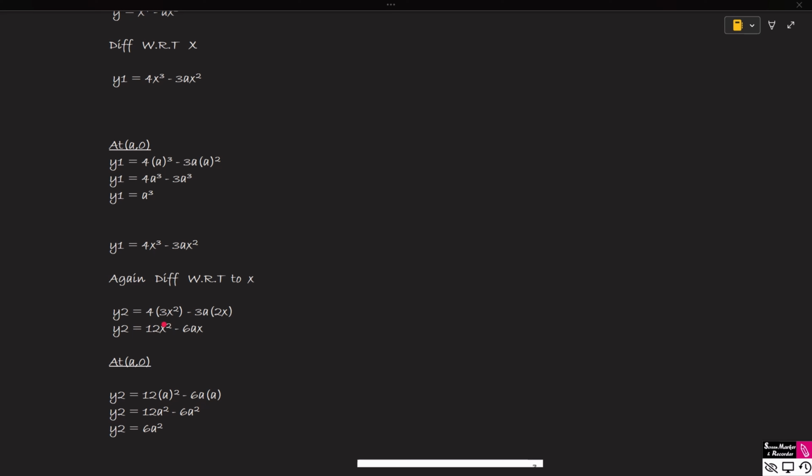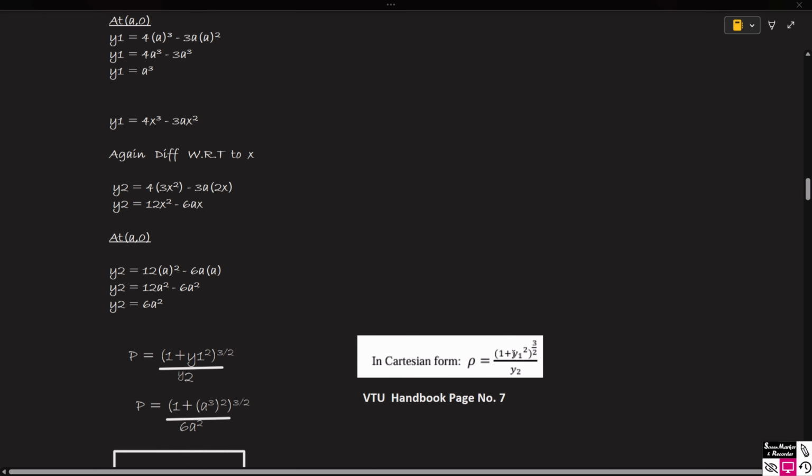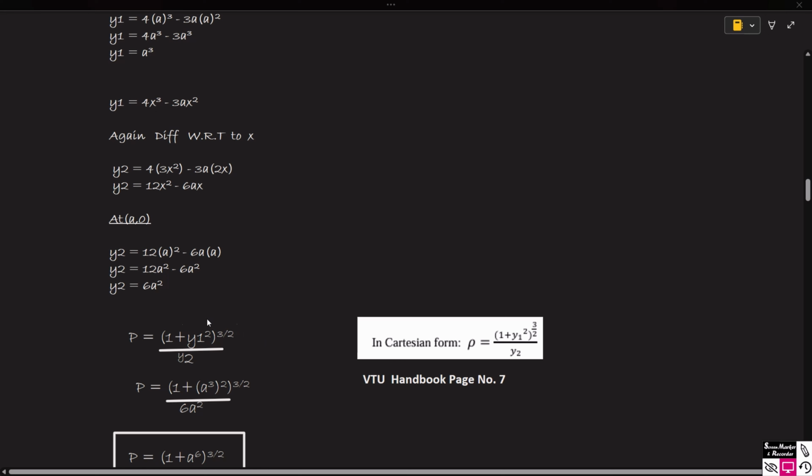Okay, 4 as it is, x cube differentiation is 3x square, 3a as it is, x square differentiation is 2x. So further on simplification we have 12x square minus 6ax. Same as we have done in y1. Now we need to calculate it at a comma 0. So we are calculating here 12a square minus 6a into a, which is 6a square. Okay, now the last step is remaining, which we need to plot in the pedal equation.